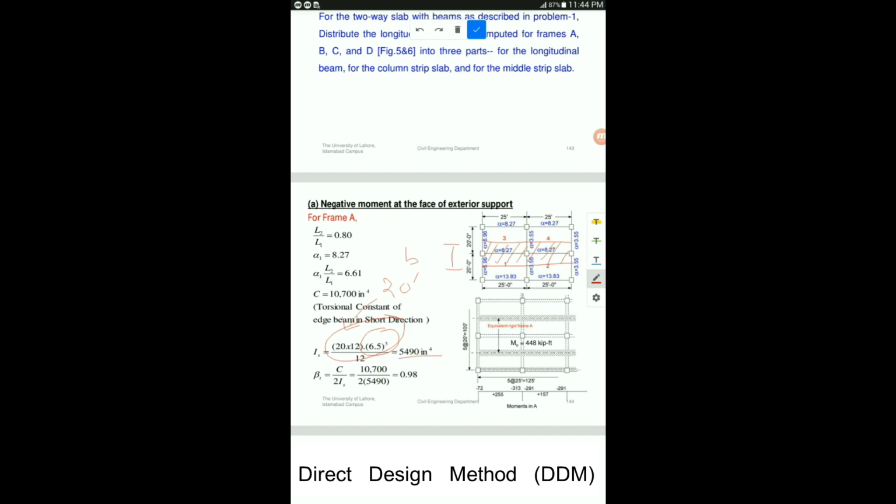The variable beta t is a new term. We already have studied torsional constant C, but in the table I showed you another term which was beta t. It is basically equal to C over 2 into the moment of inertia of the slab. We already have calculated C and the moment of inertia of the slab. Just divide them and you're going to get the value of beta t, which is 0.98.